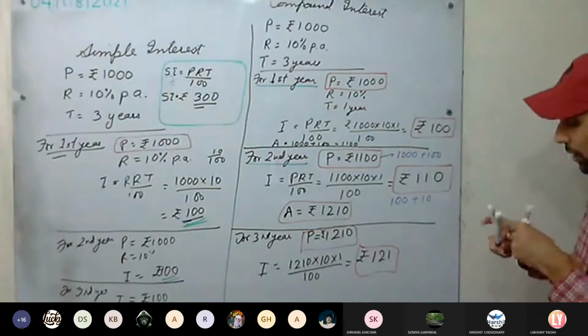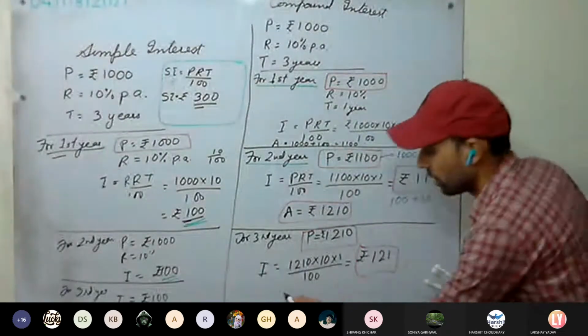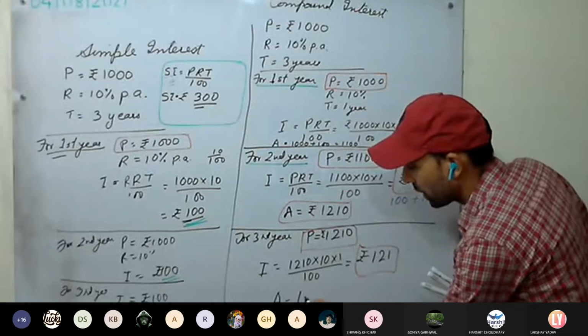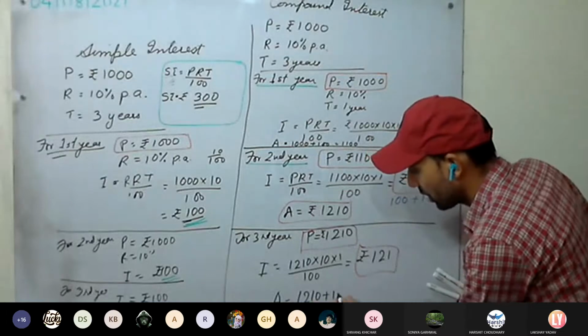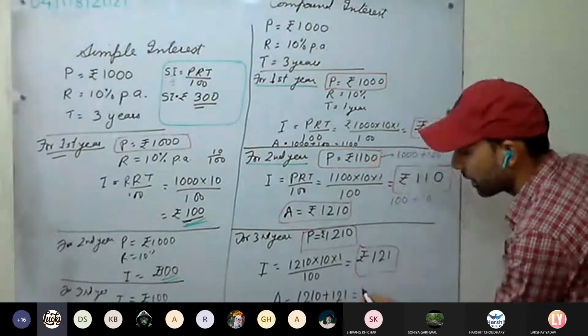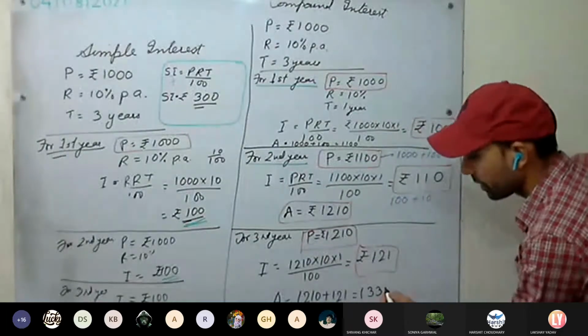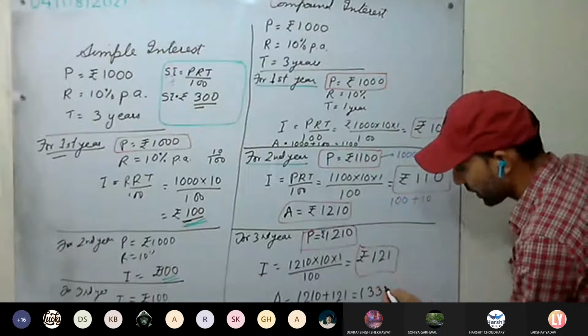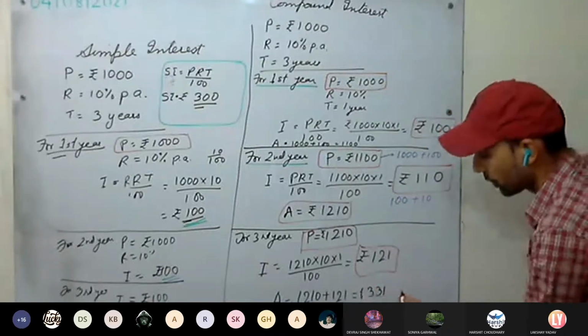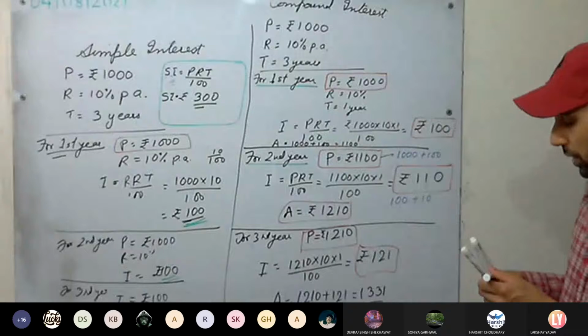And what will be the amount now? 1210 plus 121. How much is it? 1331 rupees. This is the amount.